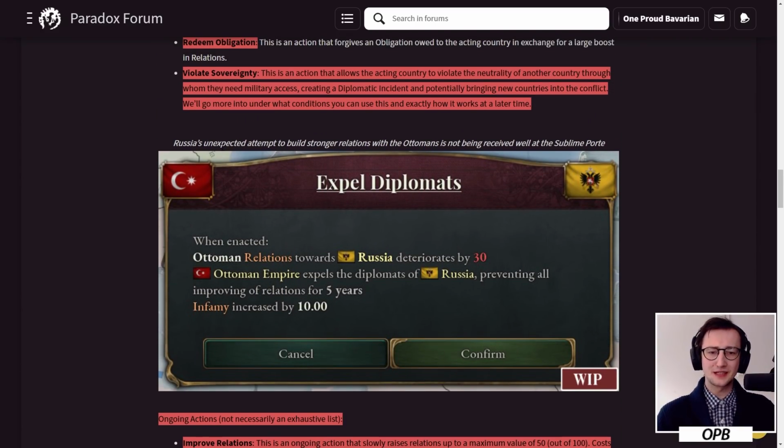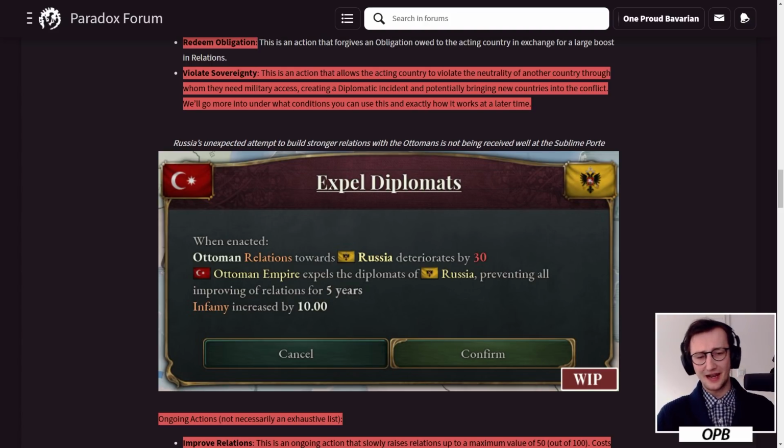This is Russia's unexpected attempt to build stronger relations with the Ottomans is not being received well at the Sublime Porte. When enacted, Ottoman relations towards Russia deteriorate by 30. That is significant if we have a scale from minus 100 to 100. Ottoman expels the diplomats of Russia, preventing all improving of relations for 5 years, and infamy increased by 100.